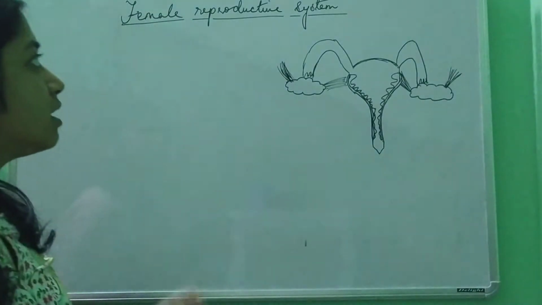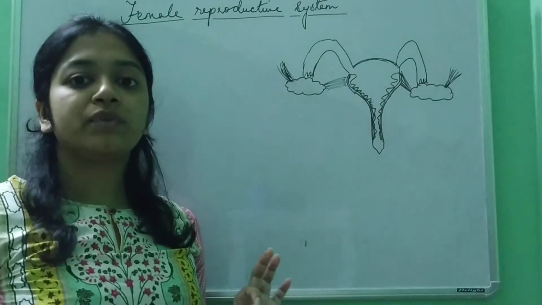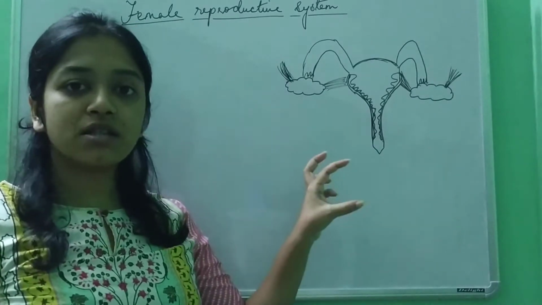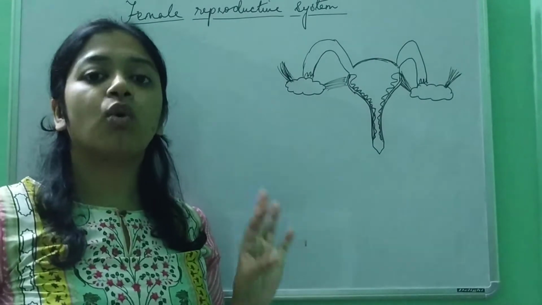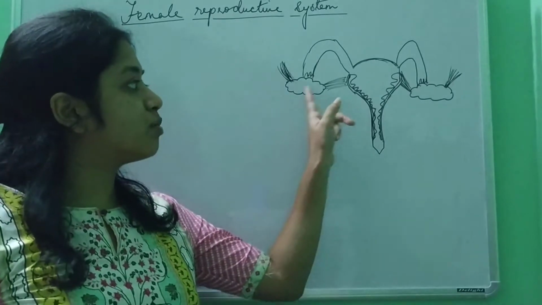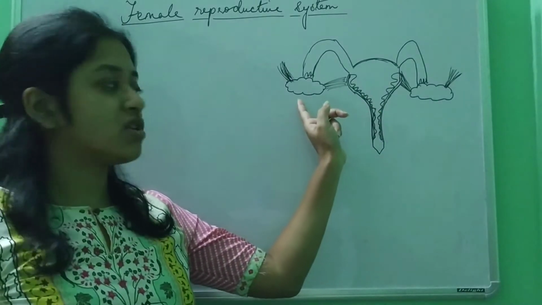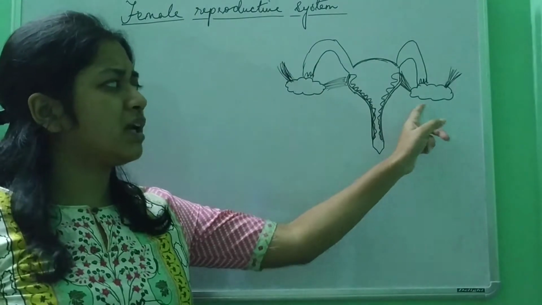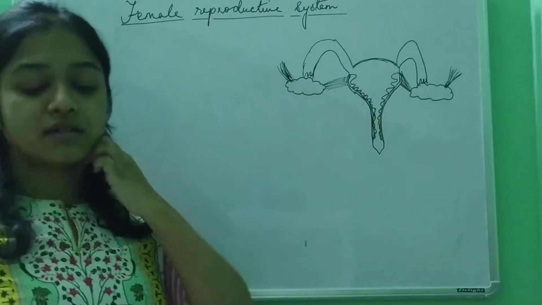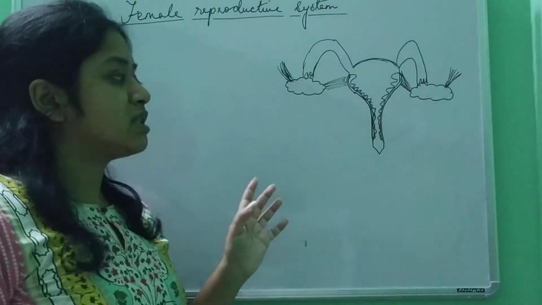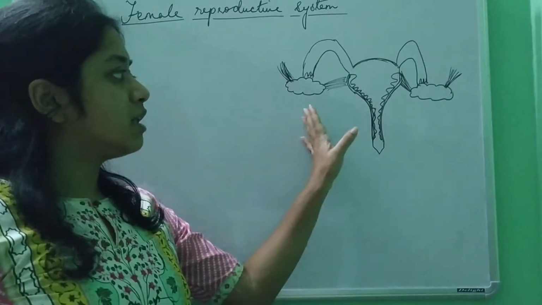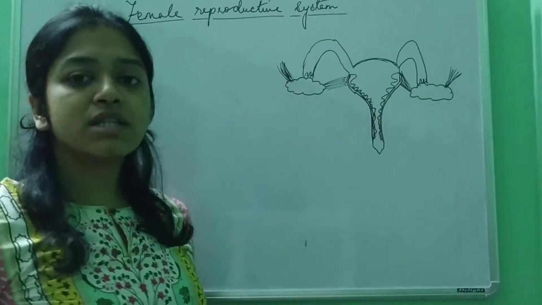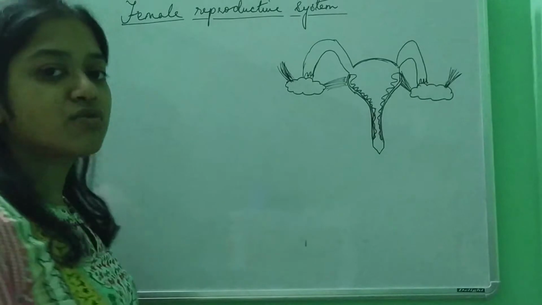Okay, so in the female reproductive system there are primary parts and secondary parts. First we'll see the different parts. The main part we all know is the ovary. There is one pair of ovaries which are almond shaped, not very big, 8 centimeter long and 5 centimeter wide. These ovaries are the primary sex organs. First we'll see the different parts, then we'll see the internal structure of the ovary.